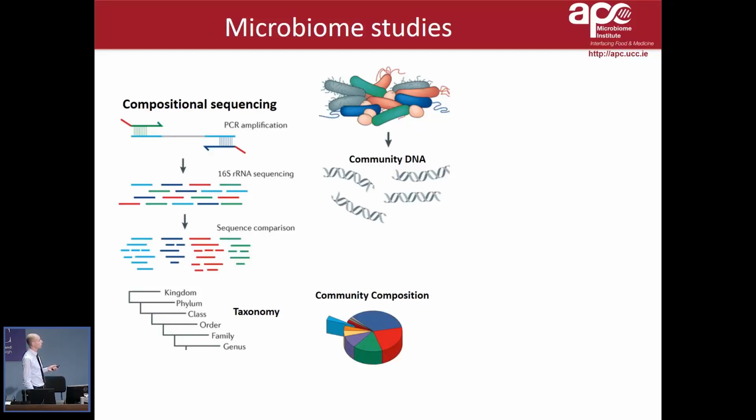You might be more familiar with the term 16S sequencing, but this is only compositional sequencing as it's applied to bacteria and not fungi or viruses. So the 16S sequencing approach relies on the fact the 16S gene is present in all bacteria. It has some useful features in that there are conserved regions at either end of the gene, but the region between those conserved bits are very variable.